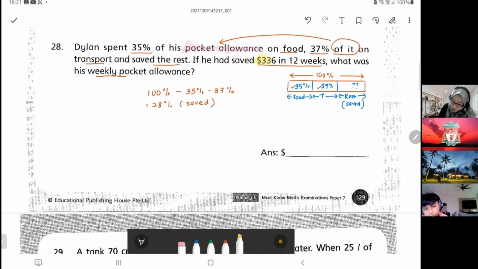However, we are given $336 in 12 weeks. Can I find 1 week first? 12 weeks is $336. 1 week is 336 divided by 12 equals to $28. Okay, this is what he saved in 1 week. That's why I want to find 1 week also. Okay, now settle, right?